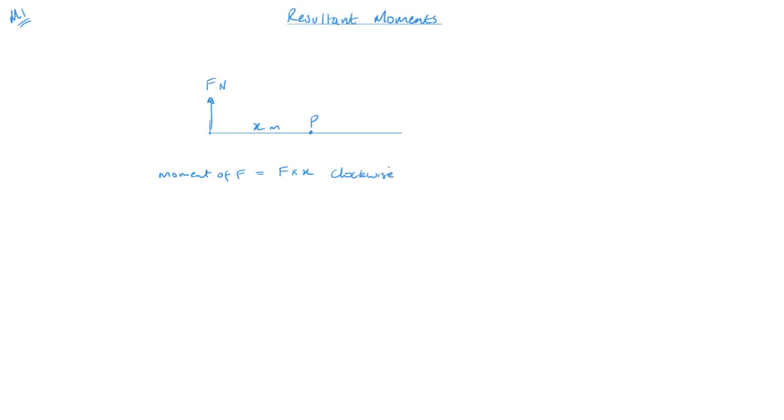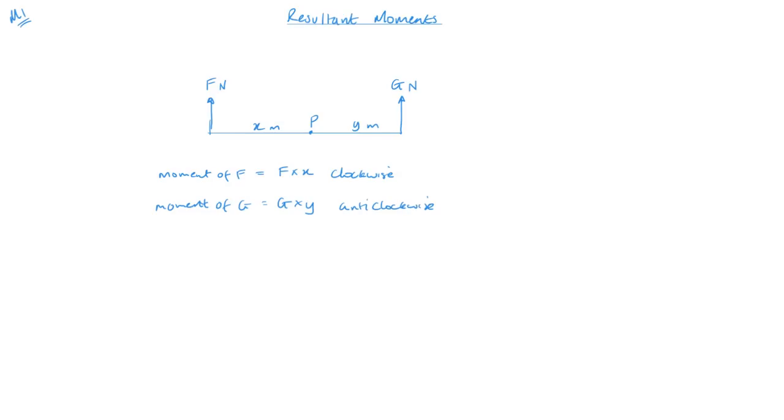Then if I have a force, let's call it G newtons, at a distance of y meters from P. Let's not call it P newtons because there are two Ps there. So this force will act anti-clockwise. So the moment of G is going to be G times y, and it's going to be anti-clockwise.